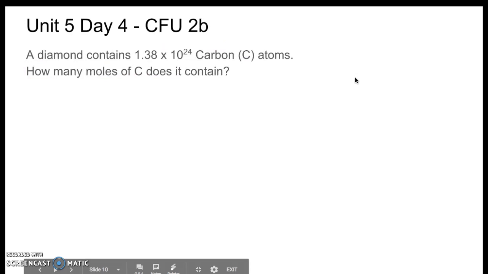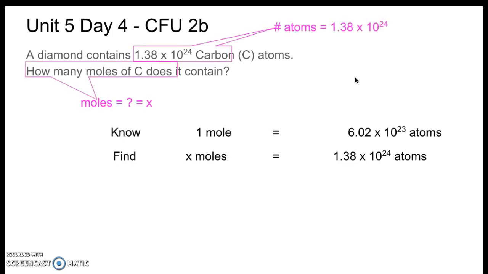All right, let's look at CFU 2B. In this case, it says the diamond contains 1.38 times 10 to the 24 carbon atoms. How many moles of carbon does it contain? It's always important to start off by annotating. So for this problem, we know the number of atoms is equal to 1.38 times 10 to the 24. And we're trying to find the number of moles.